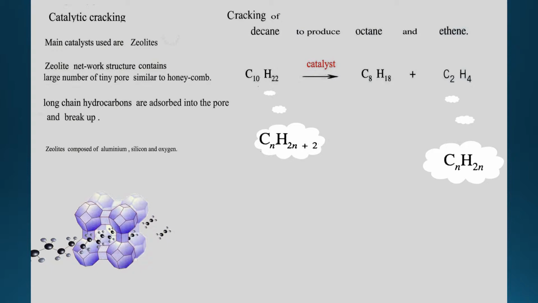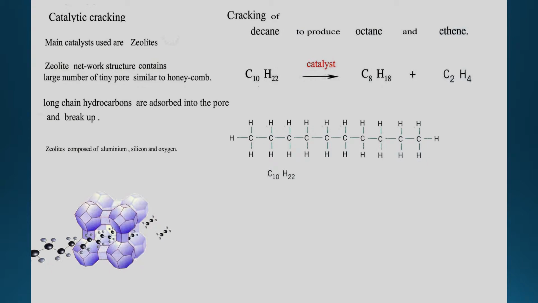Decane, it is a single bond. As you can see, decane and octane have single bonds, so this is the formula. And ethene, ENE, is a double bond, and this is the formula. So you need to understand the formula to draw the structure. Now let's continue.